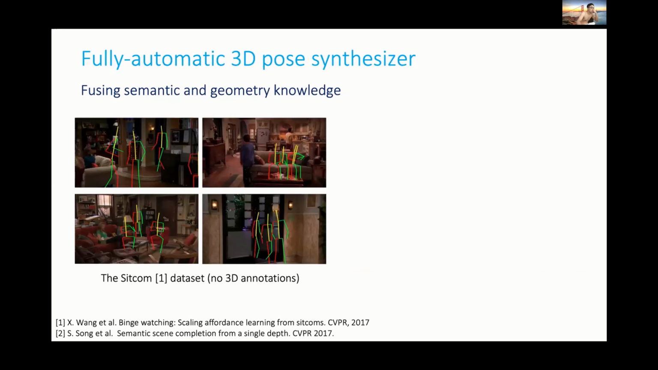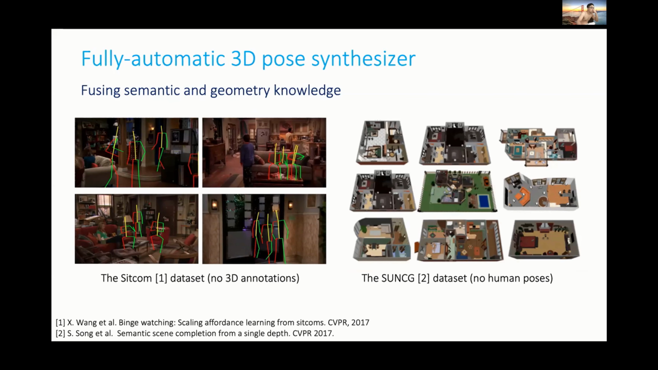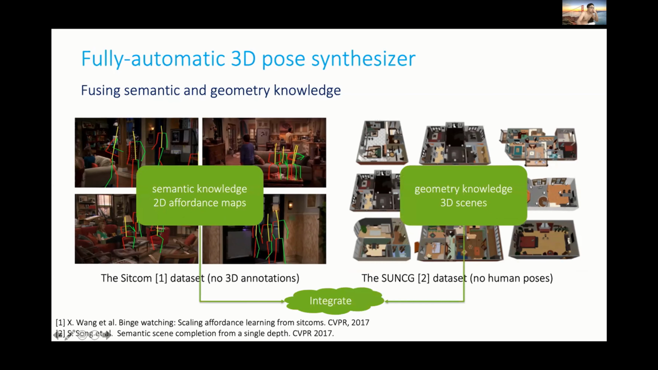So as I mentioned, there is no 3D affordance data set that we can learn directly from. But fortunately, there is one 2D affordance data set available, and there is a 3D data set available that we can use. And so the question now is how do we integrate what we can learn from each one of them together for the task?